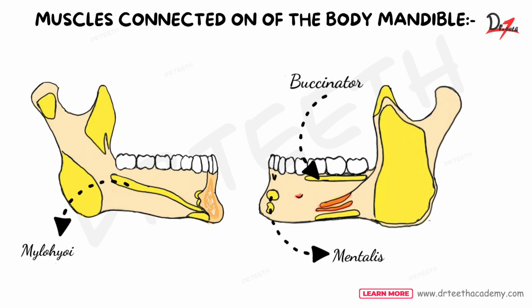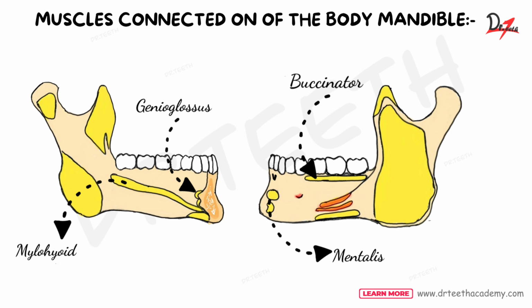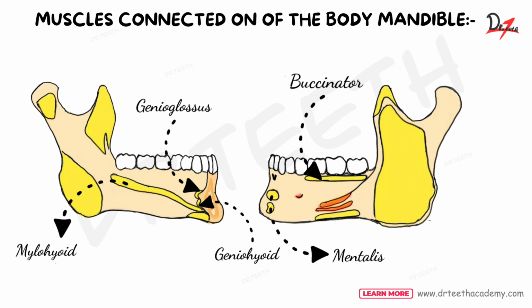We have the mylohyoid muscle, which arises from the mylohyoid line. We have the genioglossus muscle, which originates from the superior genial tubercle. Notice genioglossus is made up of two words, genio plus glossus. Now genio tells us its origin, which is the superior genial tubercle, and glossus tells us about its insertion. Glossus means tongue, so this muscle inserts onto the tongue. The other muscle is geniohyoid, which originates from the inferior genial tubercle, and here the second word is hyoid. It means that this muscle will insert onto the hyoid bone.